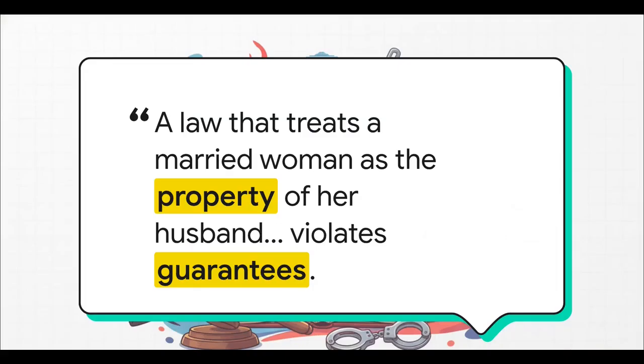Delivering an absolute masterstroke for equality, the Supreme Court in the landmark 2018 case Joseph Shine v. Union of India struck down Section 497 of the IPC. They completely decriminalized adultery, declaring with commanding finality that a law treating married women as the chattel or property of their husbands violates the fundamental constitutional guarantees of equality and dignity, a huge leap forward.